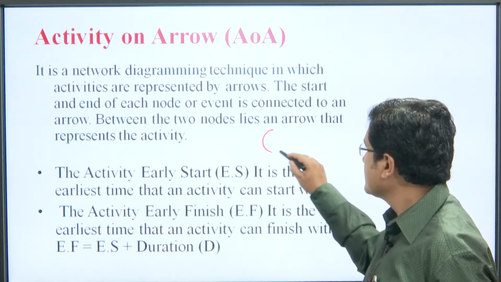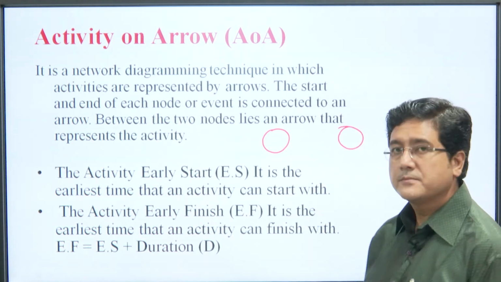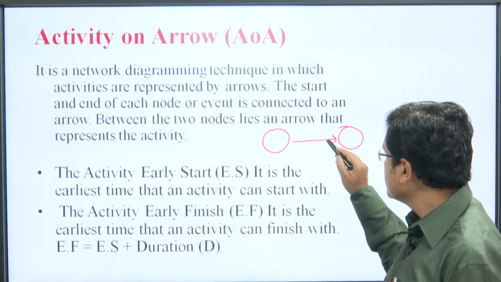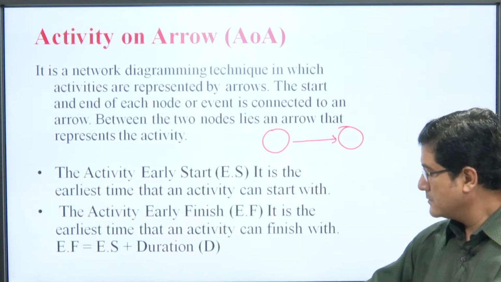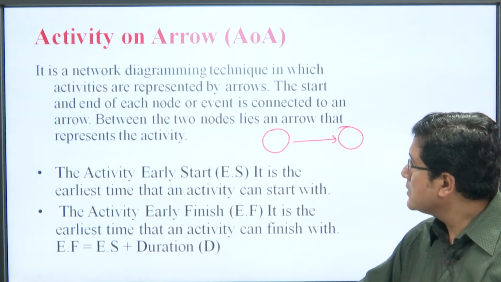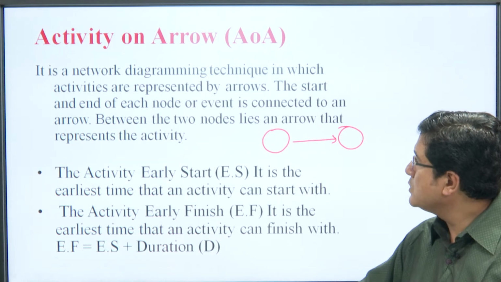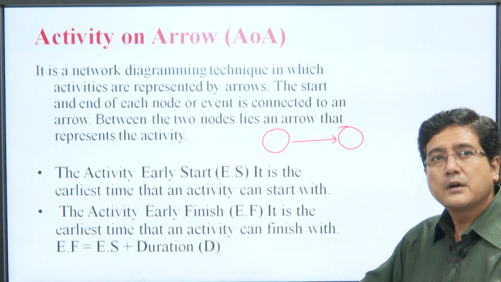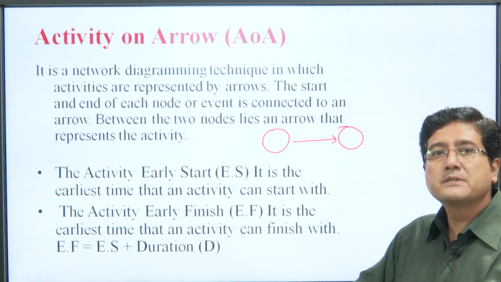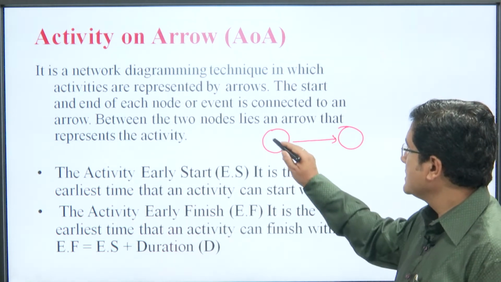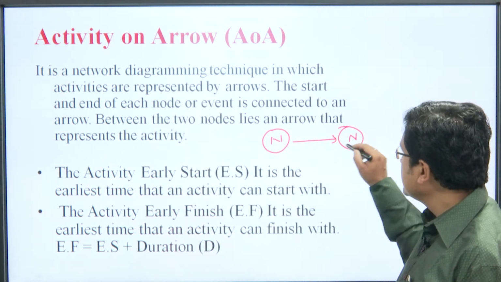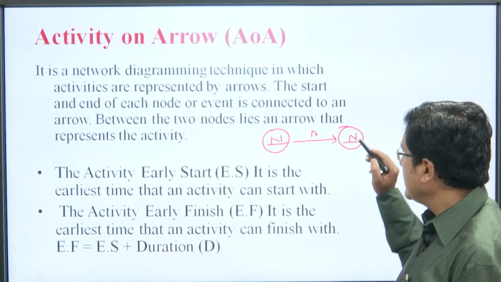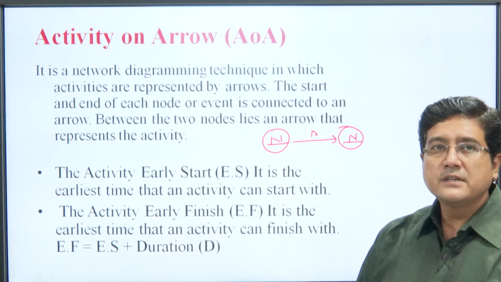So, these are the nodes and this is the arrow. Between two nodes lies an arrow that represents the activities. So, activity on arrow is represented by nodes and arrows, and the node is like this and this is an arrow, and it shows which activity is going to be held.